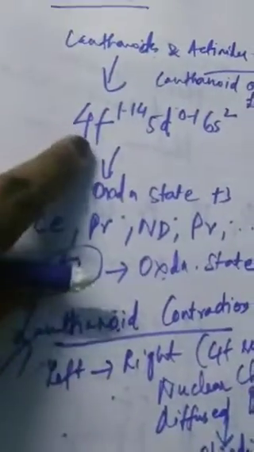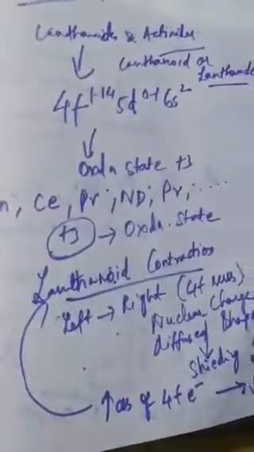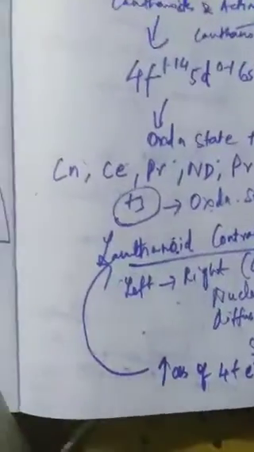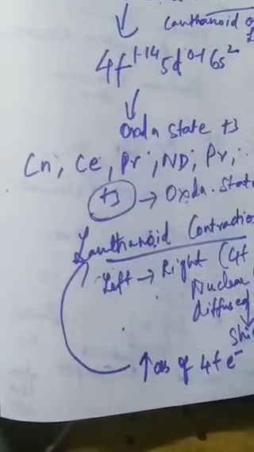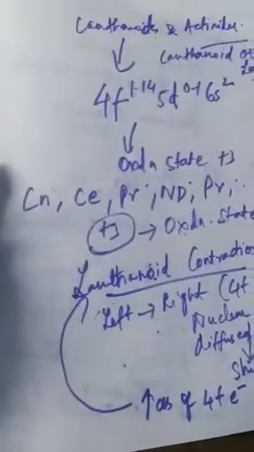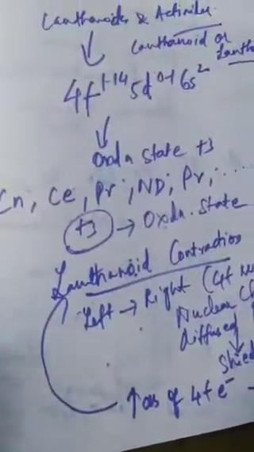Lanthanides usually have 4f1 to 14, 5d0 to 1, 6s2. This is the electronic configuration of lanthanides. The oxidation state will always be +3 for lanthanides.